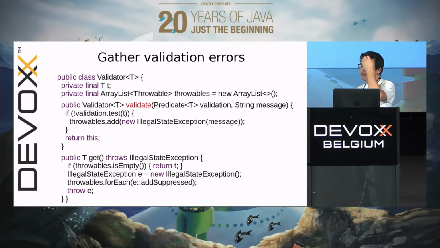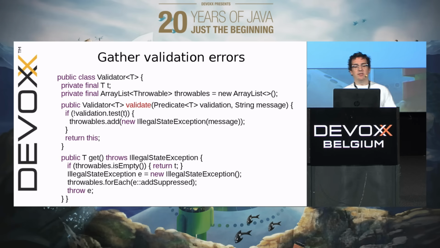Here is the code if I want to gather errors, which is to have another implementation of my validator that will just gather all the exceptions I have. How it works, basically, instead of storing one exception, I will store an ArrayList of exceptions. When I want to validate something, I will try to call every validation, and if it doesn't validate, it will add a new exception in the ArrayList.